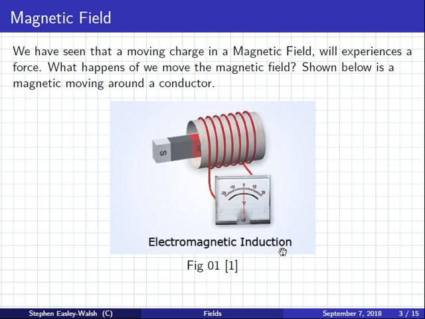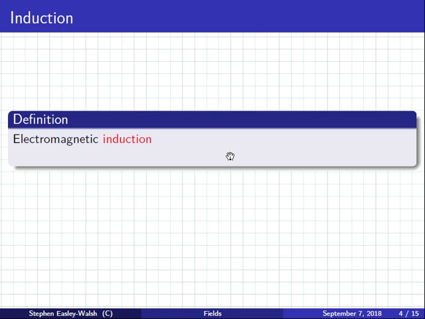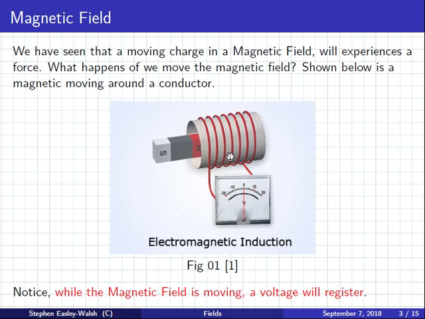This is what we mean when we say induction. This process of making a voltage while the magnetic field is moving, a voltage will appear. That's called induction.